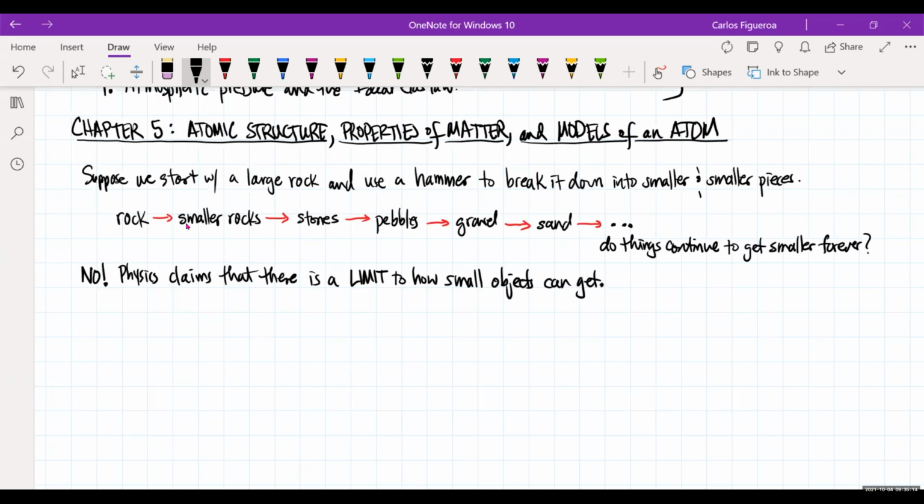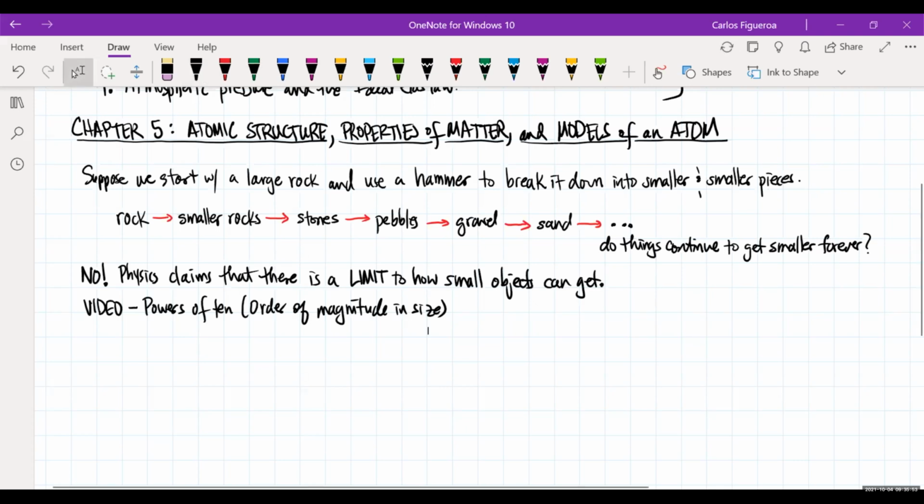And so what I want to do here is give you a sense of what I mean by this process. I want to look at a video. This video is an old video. It's called Powers of 10. By the way, there are much better ones, but this is really about the order of magnitude in size. And the way they look at them is in factors of 10. So let me go share this video with you so you could see what I'm talking about.